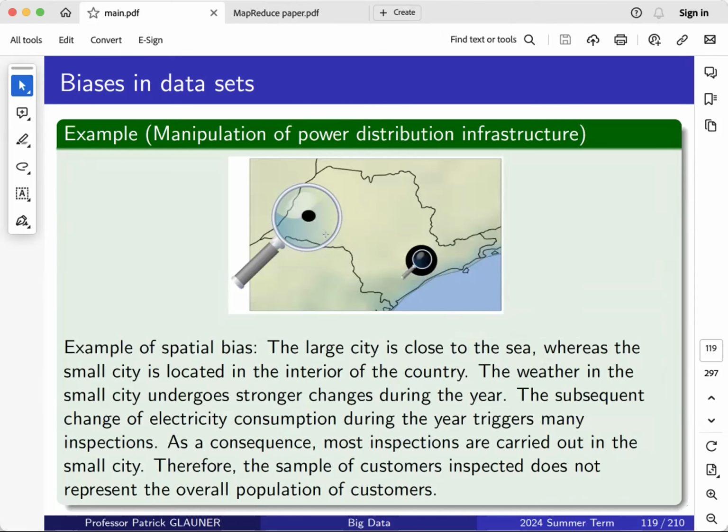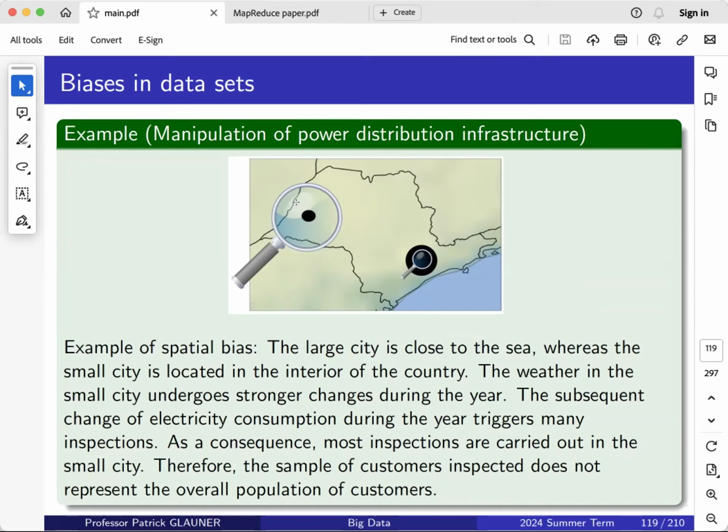And now I can carry out a certain number of inspections per year, say 1,000 inspections. And maybe I have most of my technicians in the smaller city and I'm carrying out most of the inspections there. That's why I have the large magnifying glass in the small city. And in the big city, I just have a small magnifying glass. That means just a small number of the inspections are carried out in the big city, while most are carried out in the smaller city. So this is how you should understand this figure.